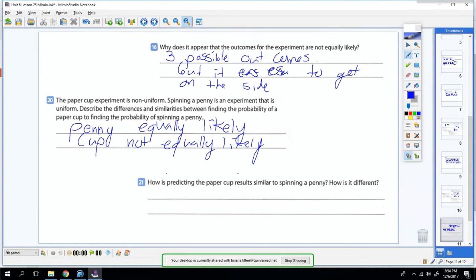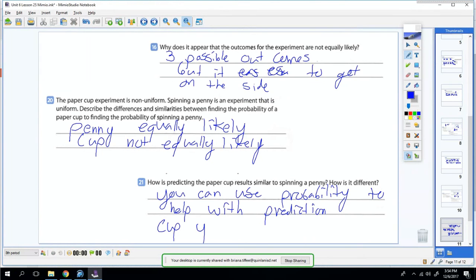Okay, how is predicting the paper cup result similar to spinning a penny? How is it different? Well, you can use probability to help you with your predictions on both of them. But the way that they're different is that for the cup, you must use experimental probability because it's not uniform. All right, let's go on.